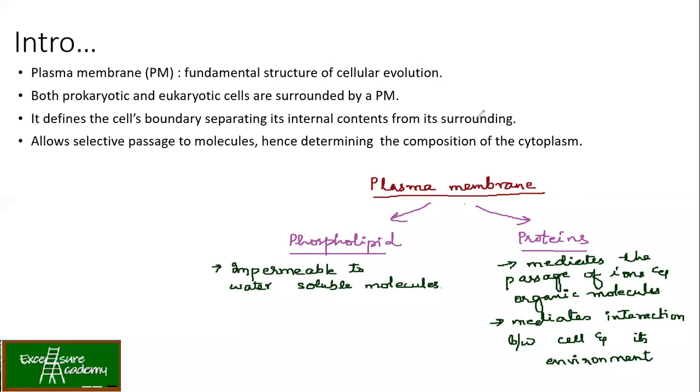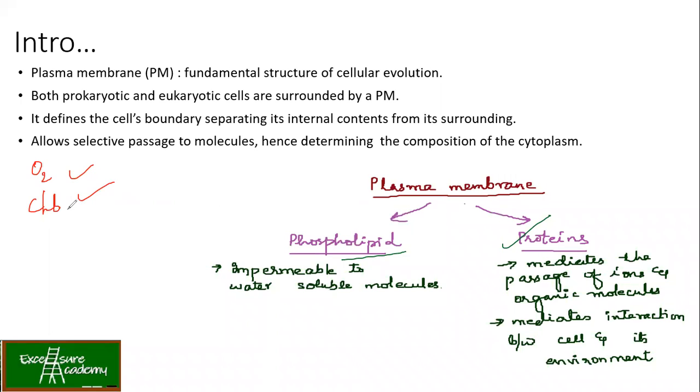Now let's talk about the plasma membrane. It is made up of phospholipids as well as proteins. These are very basic things, you must have already studied them, and we are just revising here. What is a phospholipid? It is impermeable to water-soluble molecules. But if you have heard, we say that oxygen can pass. And there are certain molecules like cholesterol that can pass through as well.